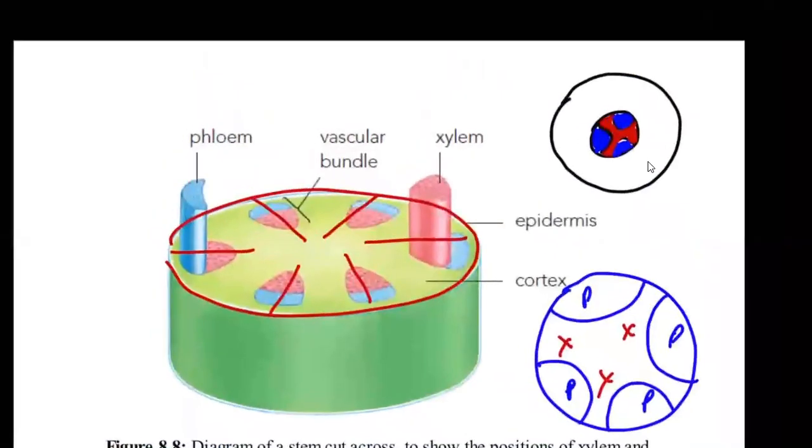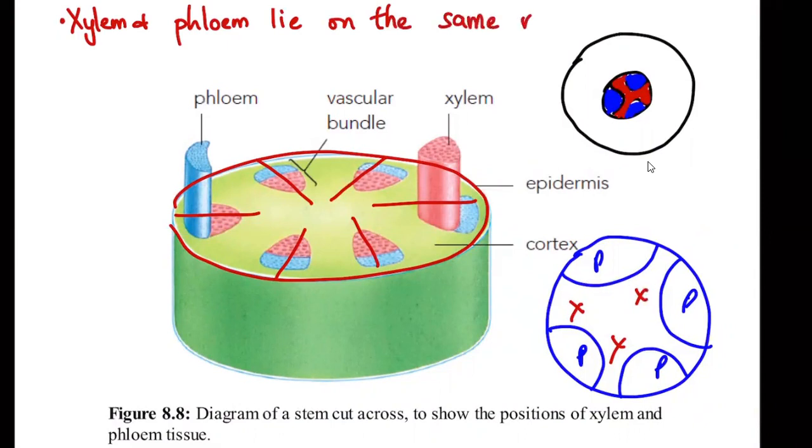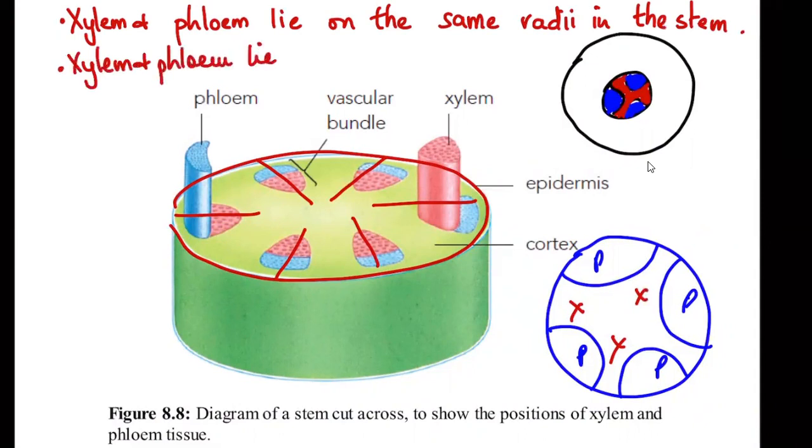So with that, you can just note down this point and then I will end my lesson today. You will say that the xylem and phloem lie on the same radii in the stem. In the root.